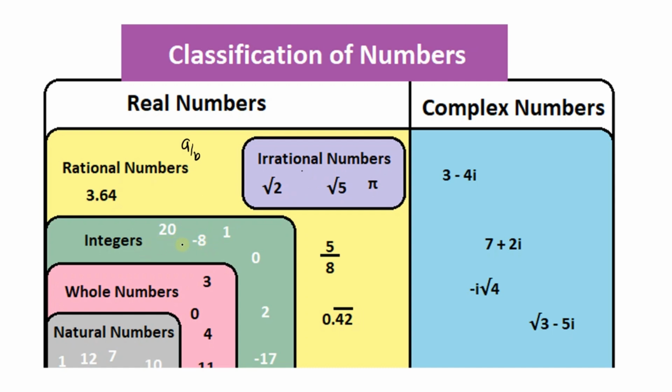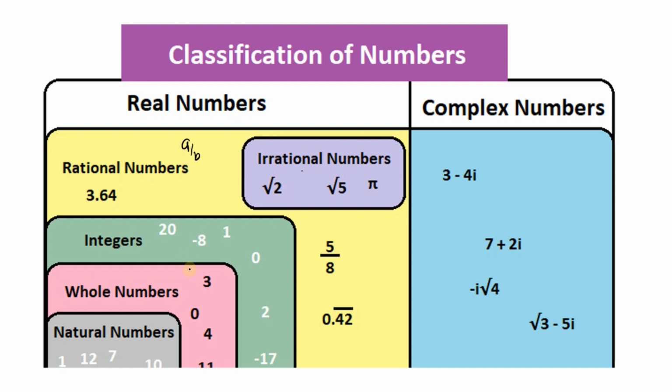The rational numbers are further classified into integers, which are negative or positive whole numbers. They start from negative infinity to positive infinity, including 0. Then in integers, we can find whole numbers, which are 0 or positive integers. They start from 0.